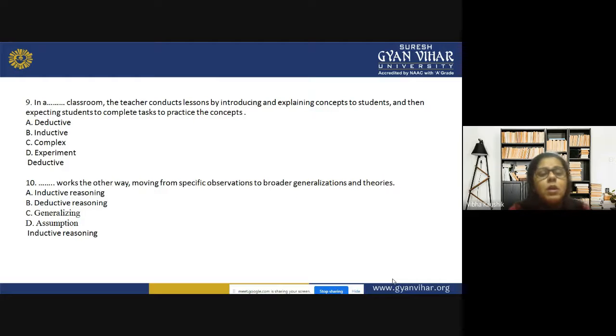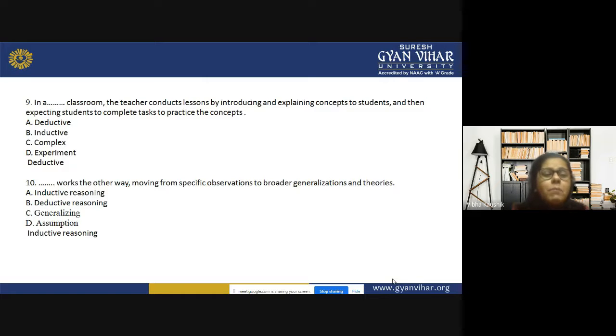Now the options are A. Deductive, B. Inductive, C. Complex, or D. Experiment. So these are the choices, students. Now you have to select the correct one on the basis of the given choices. The correct answer will be, yes, students, deductive.